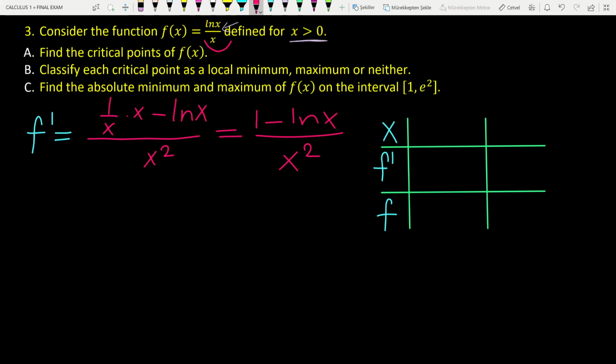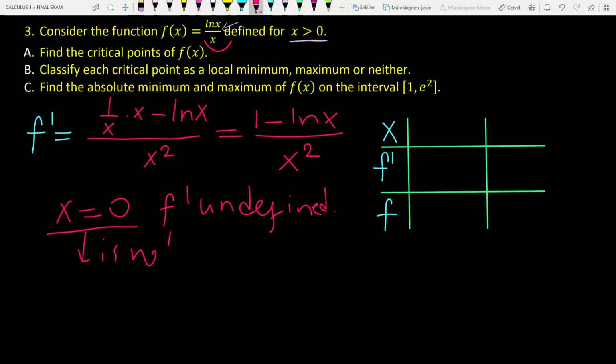For which values of x is f prime undefined? When x is 0, f prime is undefined. Okay, so is it a critical point? No, it is not a critical point, since it is not in the domain of the function.